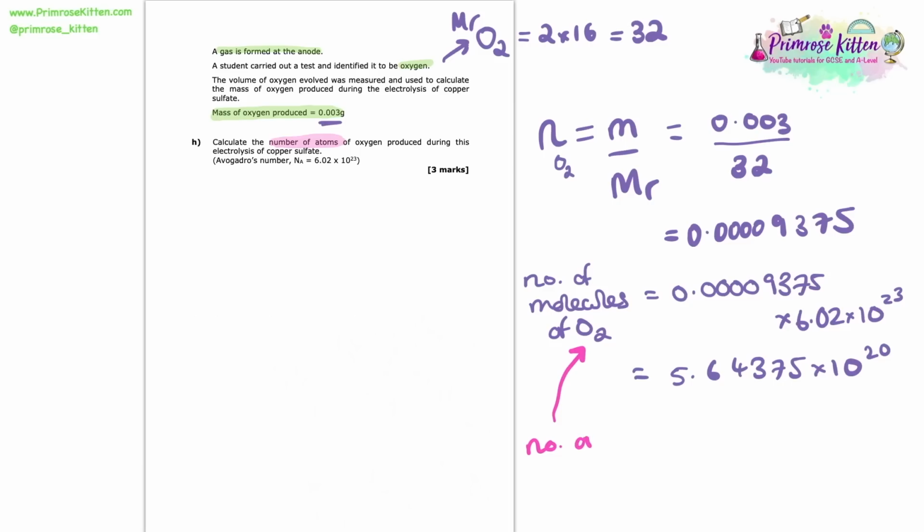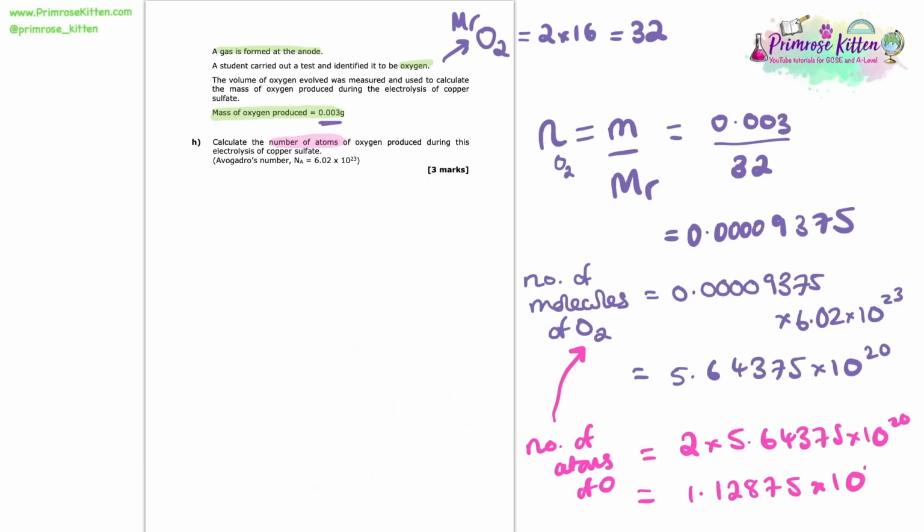So in this case, the number of atoms of oxygen is just going to be 2 times those number of molecules that we just found. And that's going to give us our final answer, which is 1.12875 times 10 to the 20. And of course, we can round that. The question hasn't specified how to round, so you don't need to leave that full answer. You can round it, and I'll probably do that here. I'm going to call it 1.13 times 10 to the 20, doing it to 2 decimal places. But so long as you round that correctly or leave it as it is, you'll have your full marks for part H.